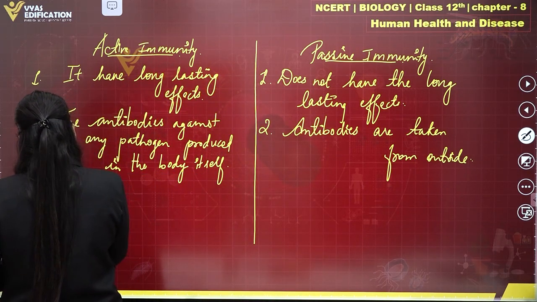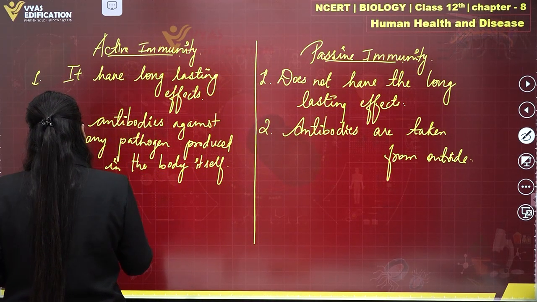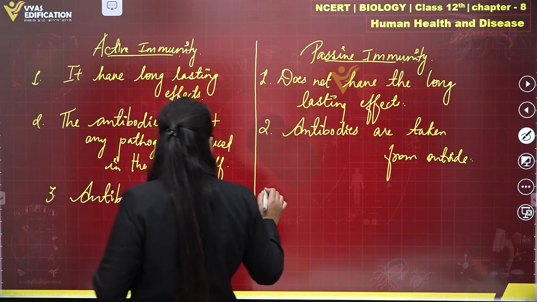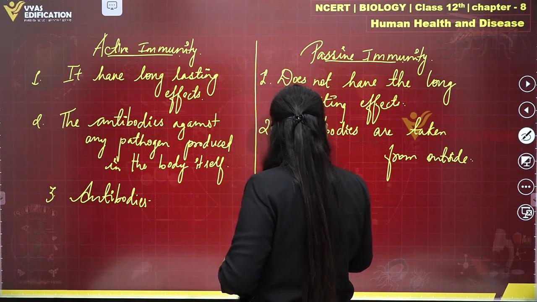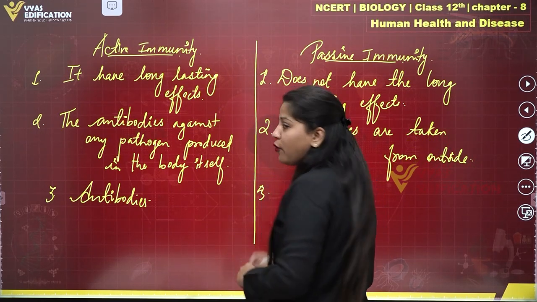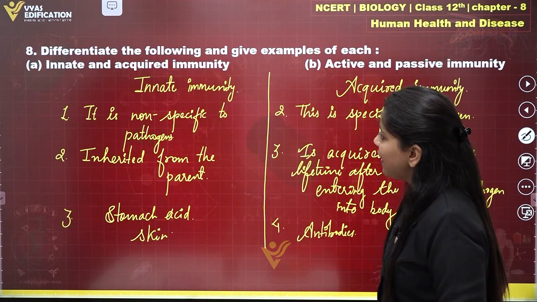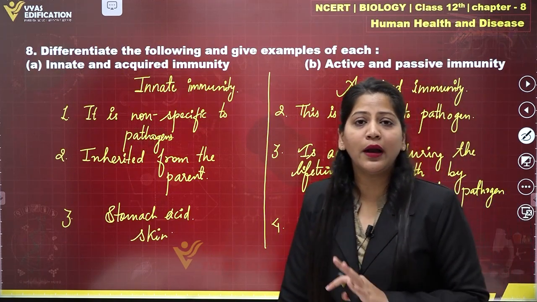Then if we talk about the example, then antibodies and IgG are the examples for active immunity and passive immunity. So with this we have completed the solution for question number 8.